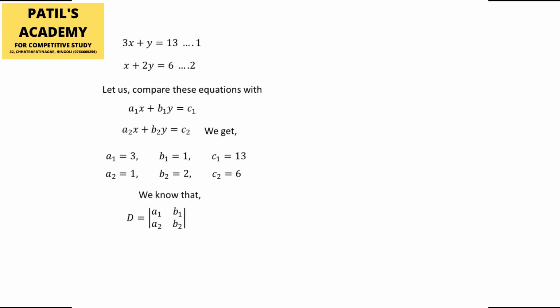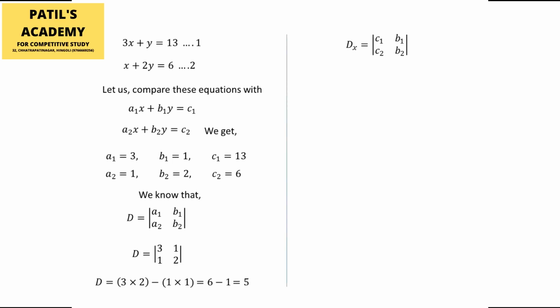We know that D, the determinant, equal to a1, a2 and b1, b2. We are going to put the values of a1, a2 and b1, b2. So when we solve this determinant we get 3 into 2 minus 1 into 1. It means 6 minus 1 equal to 5.